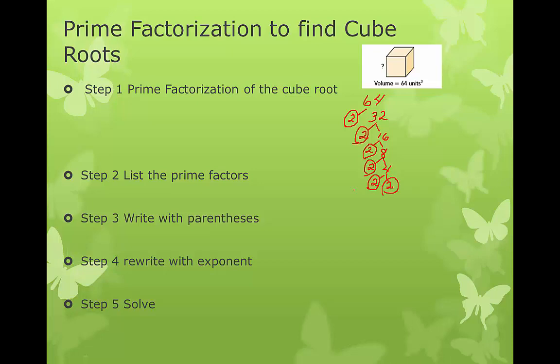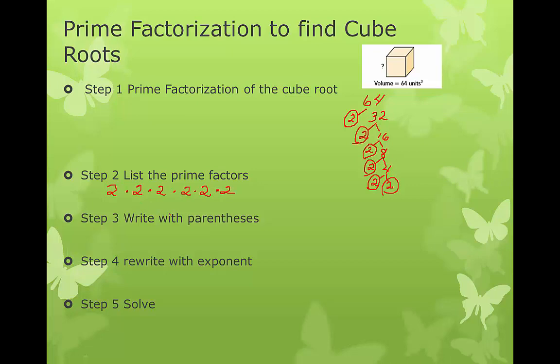My step 2 is now to list my prime factors. So I'm going to list them: 2 times 2 times 2 times 2 times 2, and I have another one.